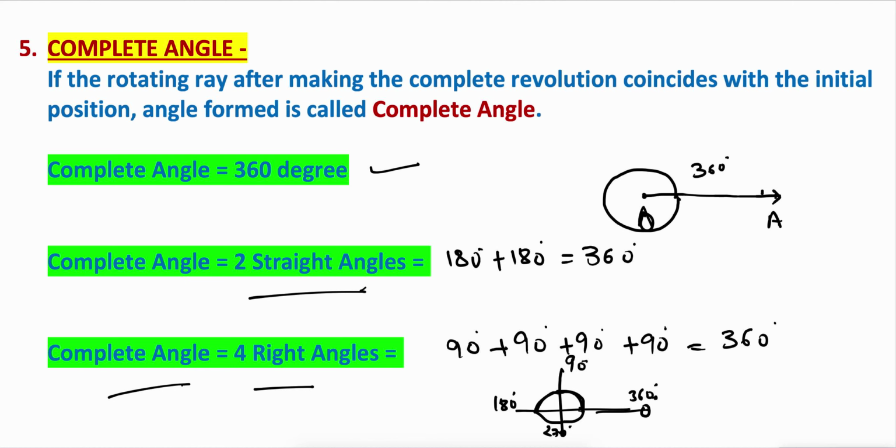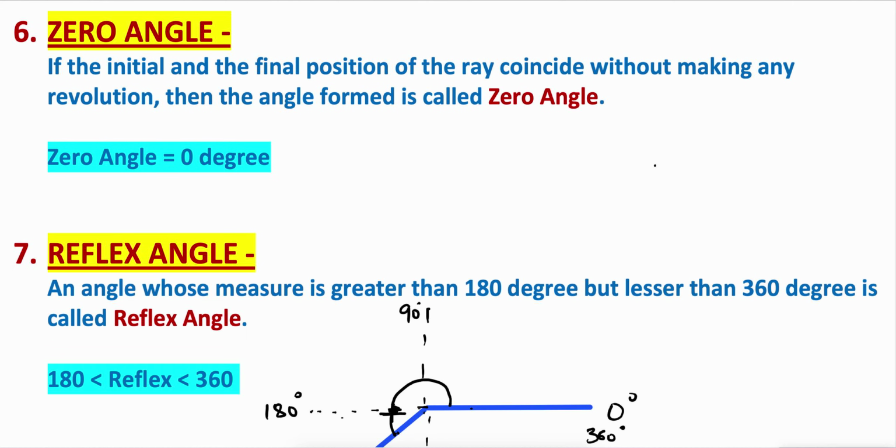Now let's see zero angle. If the initial and the final position of a ray coincide without making any revolution, it is equal to 0 degrees. So here the initial and the final position are the same.